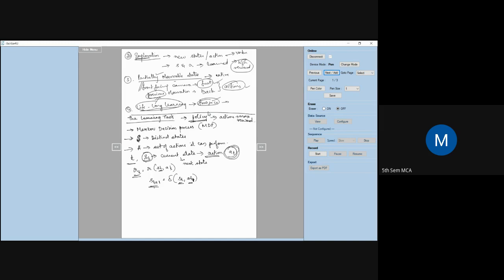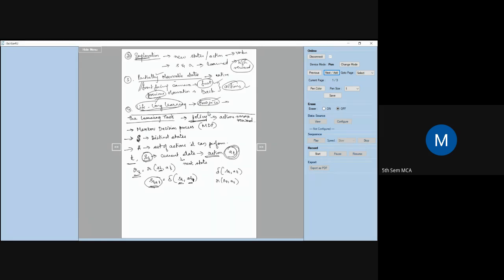Now, in case of an MDP, the Markov decision process, this delta of ST, AT and R of ST, AT depend only on the current state and not on any other earlier state. We don't consider any previous observations here. Whatever is the current state, based on that, it chooses an action AT and then performs this action. Once the action is performed, it moves to the next state, which I am showing as ST plus 1.